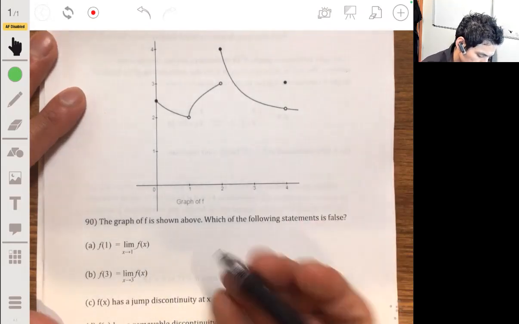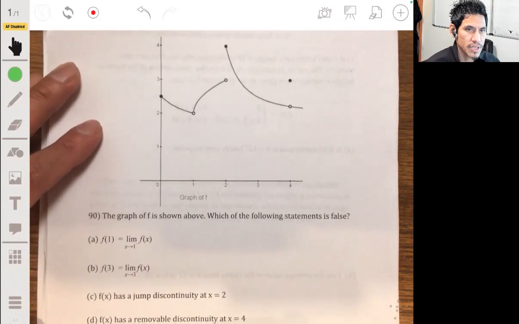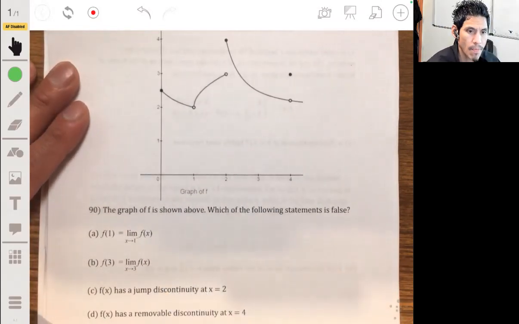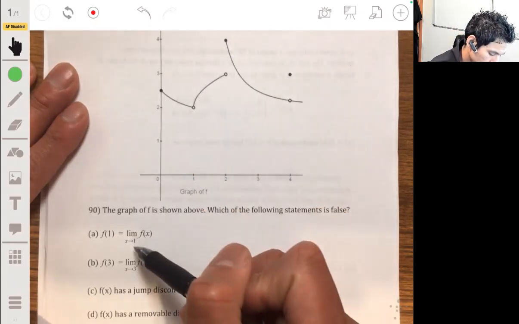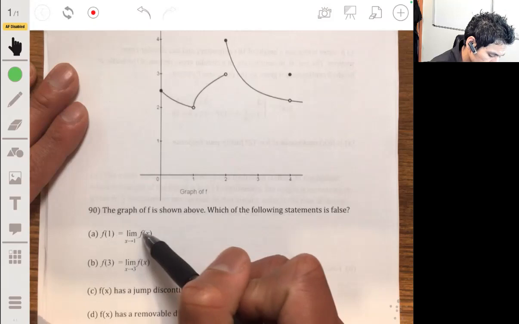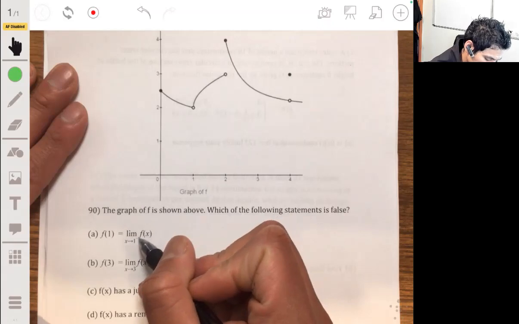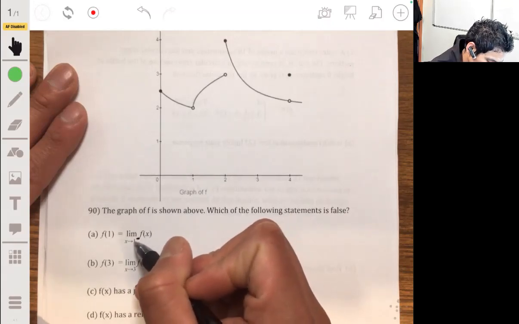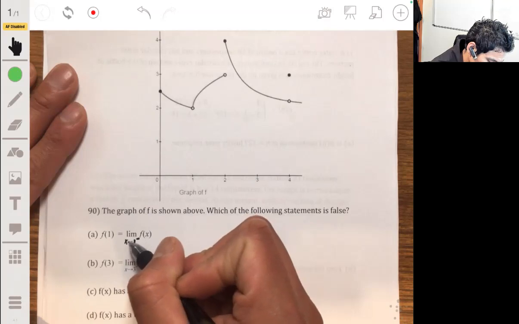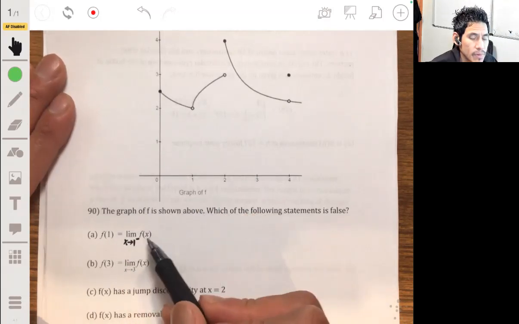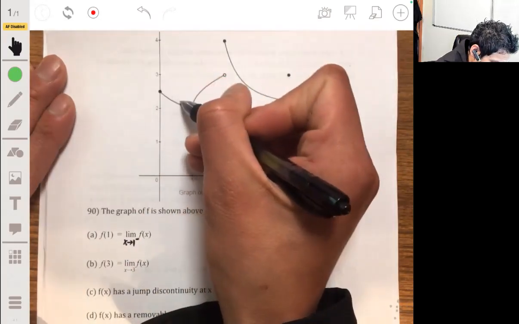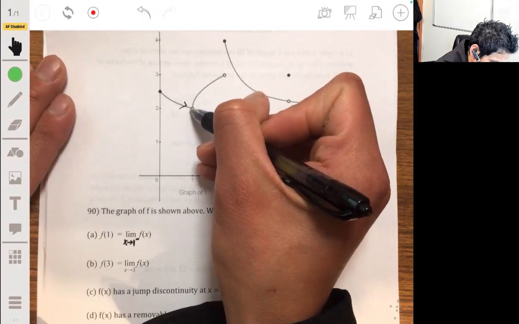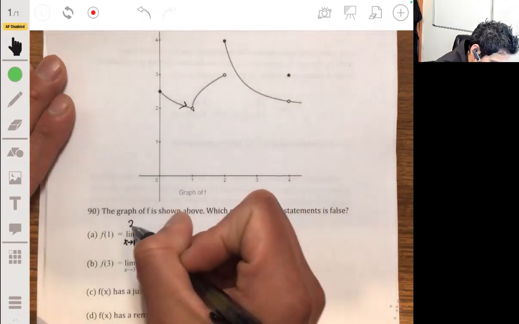Okay, so let's just go through each one. Is f of 1 equal to the limit of f of x as x approaches 1 from the negative side? You can barely see it, but what's the limit as x approaches 1 from the negative side? Well, we're coming from here to 1. So the limit is this value. So this is equal to 2.